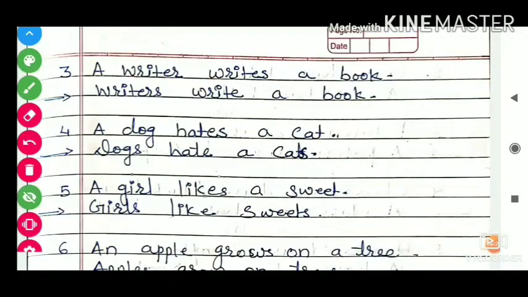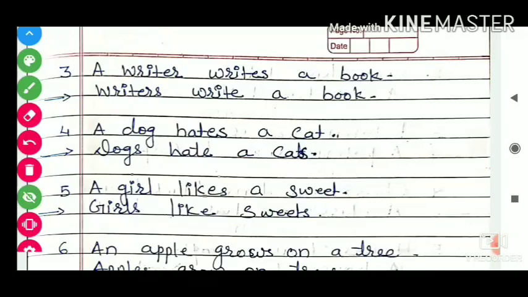A writer writes a book. A writer. Writer is singular. Make it plural. Writers. Writers write a book. When the subject is singular, we should add s or es to the verb. But when we make the subject into plural, we should not use s or es with the verb. So, writers write a book.